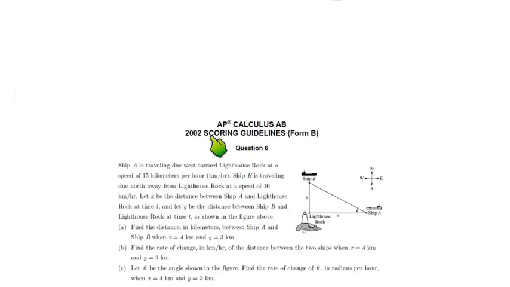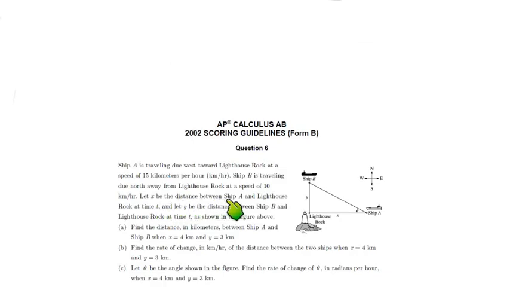Alright, here's a famous lighthouse problem of 2002. A ship was traveling due west toward Lighthouse Rock at a speed of 15 kilometers per hour. Toward it, so due west. Oh look, we got a cute little compass right here: north, east, south, and west. So this ship right here, ship A, is traveling towards this lighthouse. Ship B is traveling due north away from the Lighthouse Rock at a speed of 10 kilometers per hour.